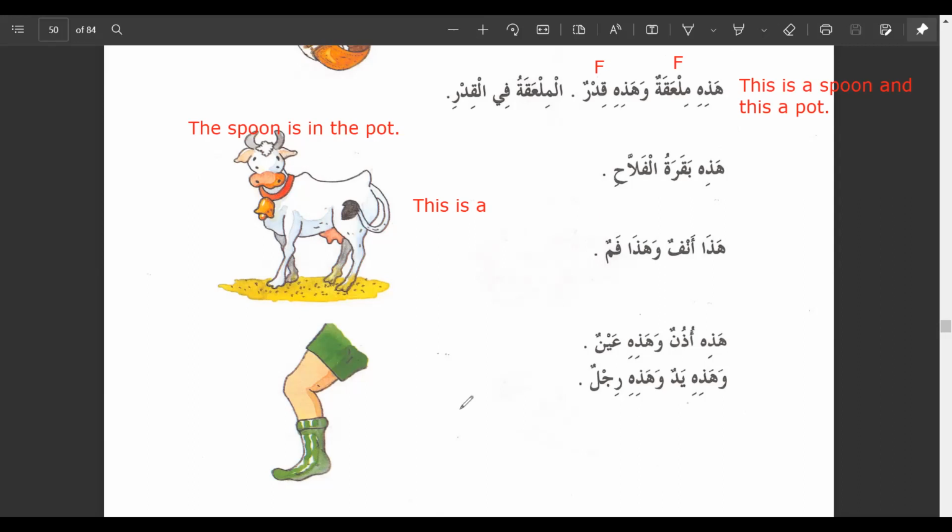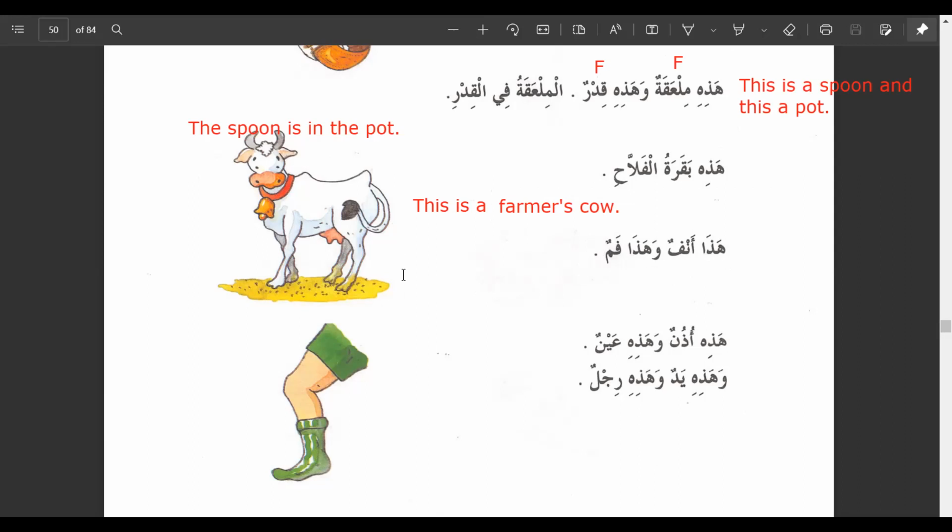This is a farmer's cow. This is a farmer's cow. Okay. Hada anfun wa hada famun.